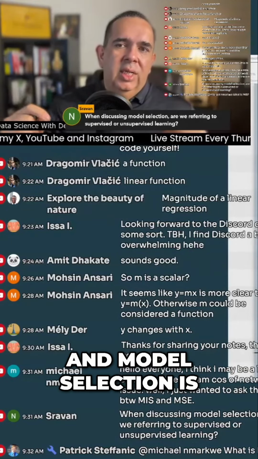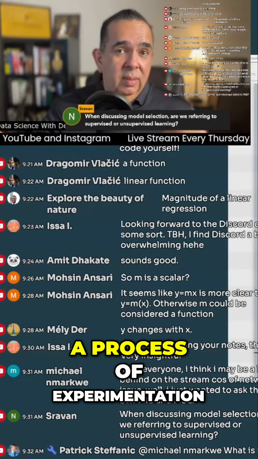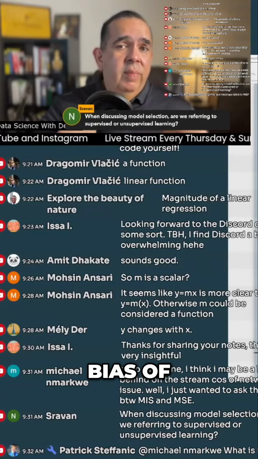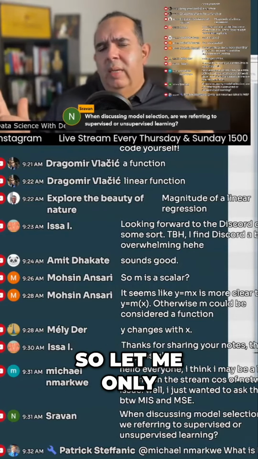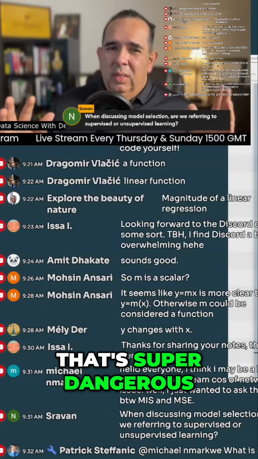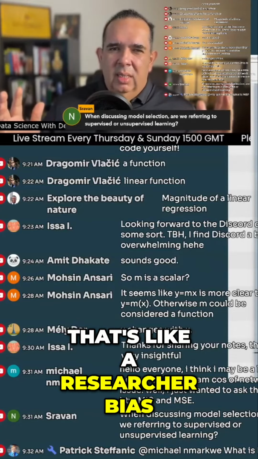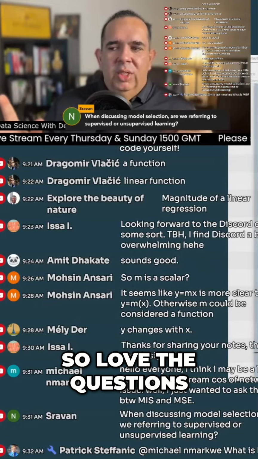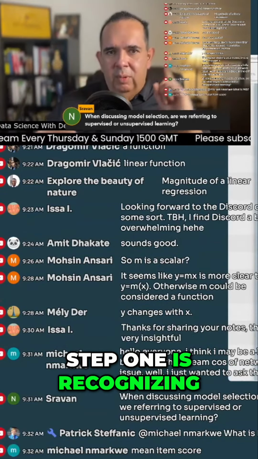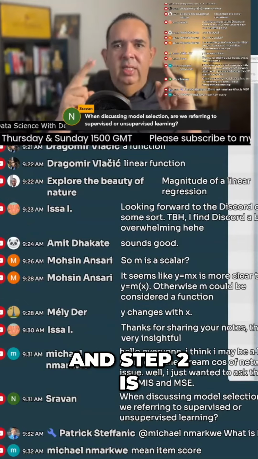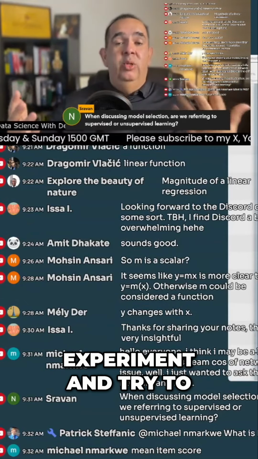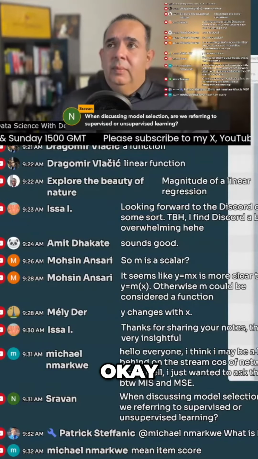And model selection is a process of experimentation, not of your own bias of, oh, well, yeah, this looks like it's regression, so let me only try regression, right? That's super dangerous, right? That's like a researcher bias. So love the question, Shravan, but it's step 2. Step 1 is recognizing what kind of problem you have. And step 2 is, okay, now I'm going to experiment and try to find that model. Okay? Great question.